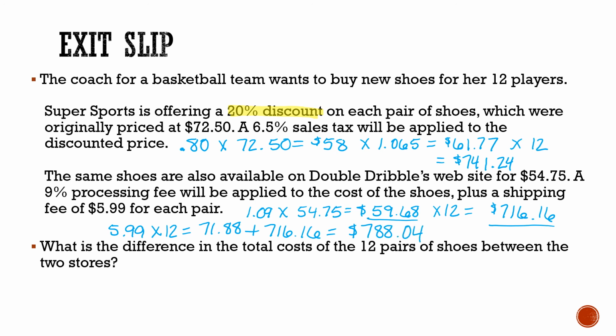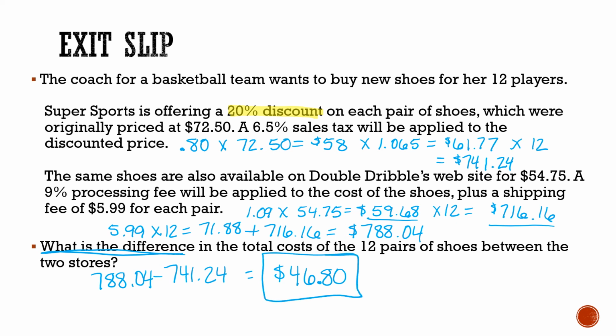And then the question wants to know what is the difference in the total cost. Okay, so obviously your better deal here would be at Super Sports, and the difference in the cost means to subtract. So you're going to take the $788.04 of Double Dribble and subtract $741.24 from it. You get 46.8, which is $46.80. So that means that Super Sports is $46.80 cheaper than Double Dribble.